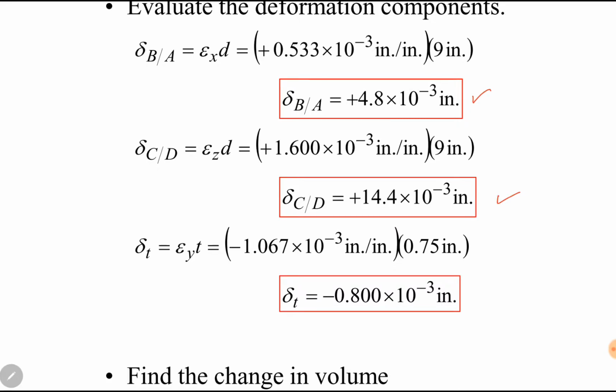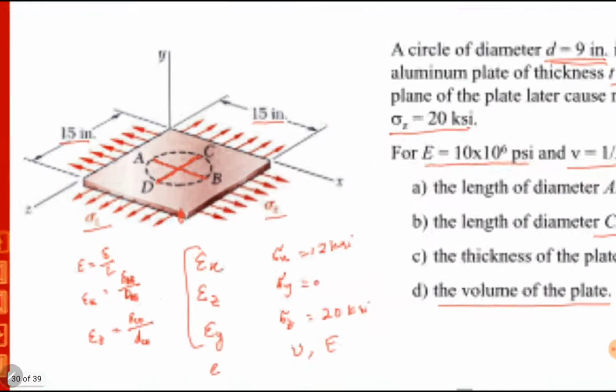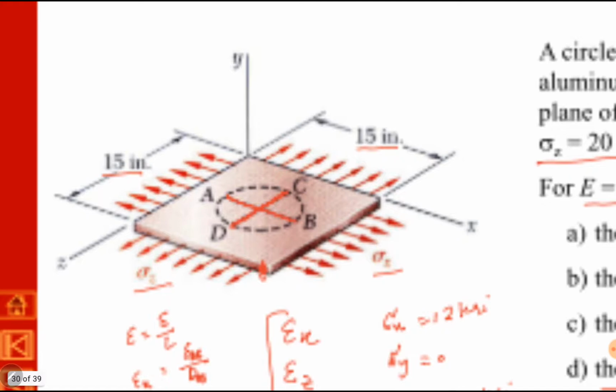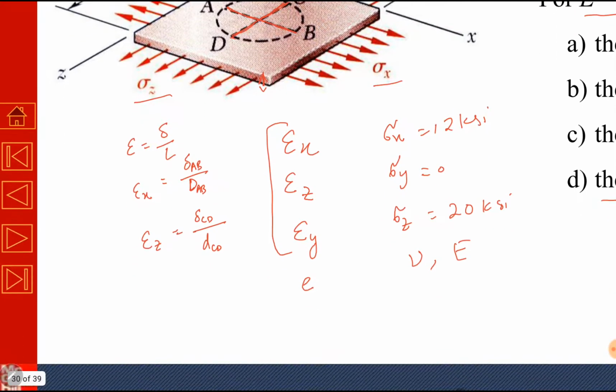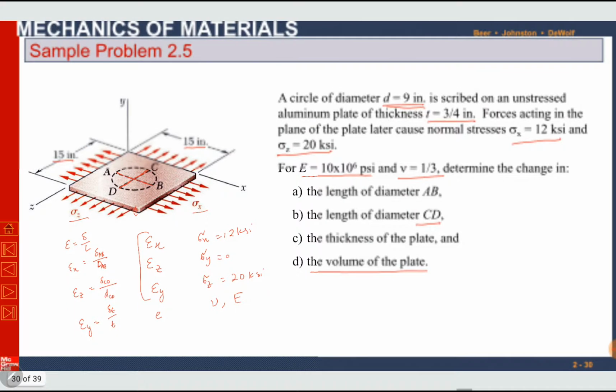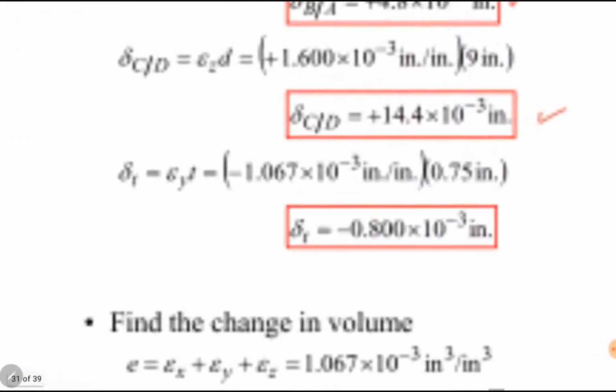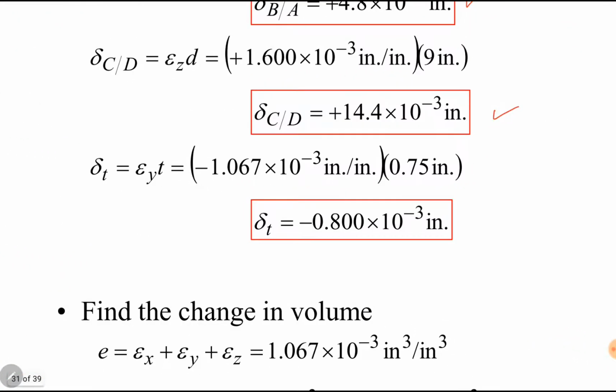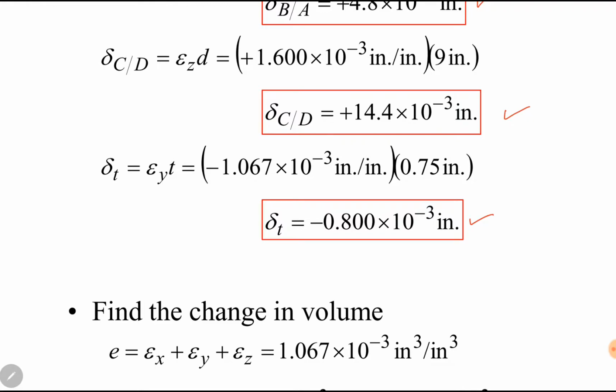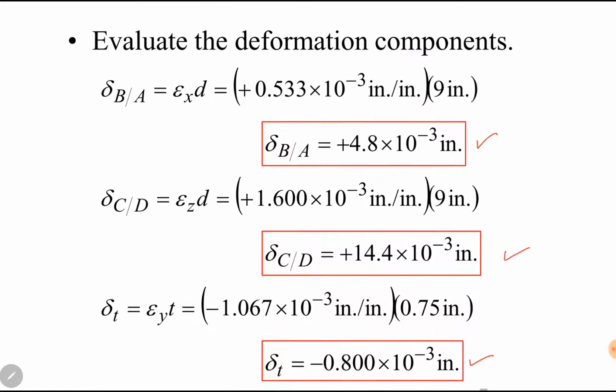Thickness is in y direction. Here we can see, thickness can be calculated from epsilon y. It is change in thickness divided by actual thickness. So change in thickness has been calculated. It is negative because epsilon y is negative. Definitely there is a compression, so change will be negative. So the first part has been solved. We have found these three changes.